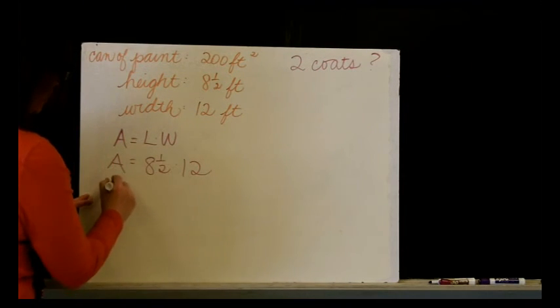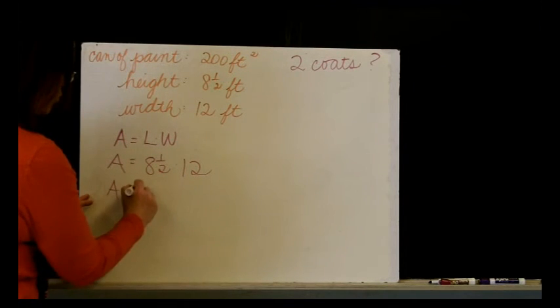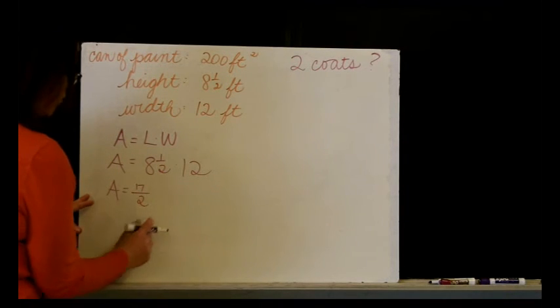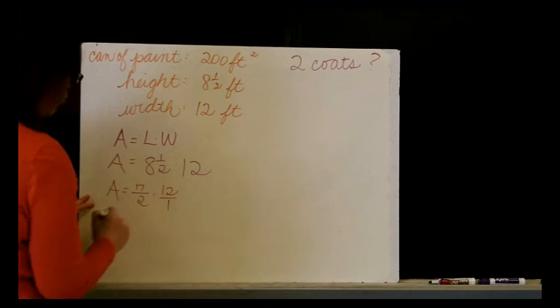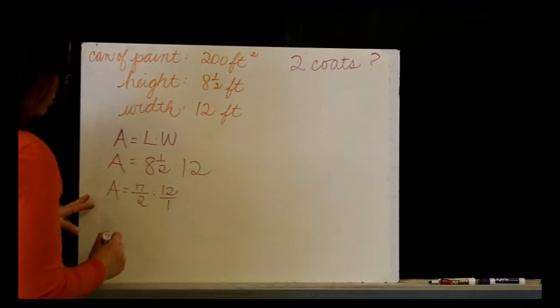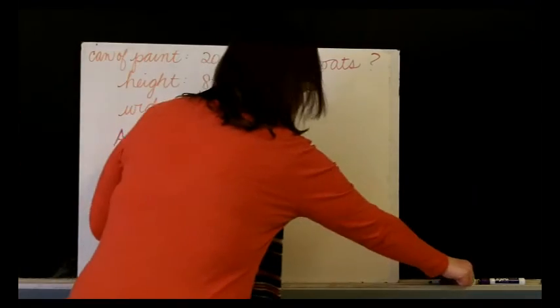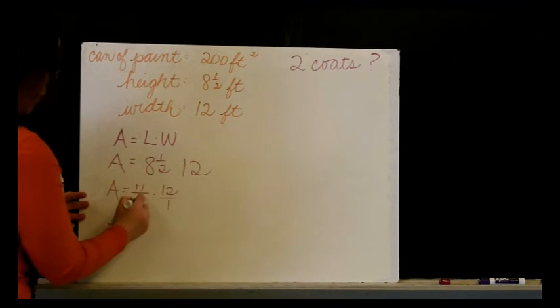Now we need to make this a little friendlier. 8.5 will turn into 17 halves. We'll make it an improper fraction. We'll make our 12 a fraction and put it over 1. Now we can do some cross-simplifying. Not with the 17 and the 1, but with the 2 and the 12.